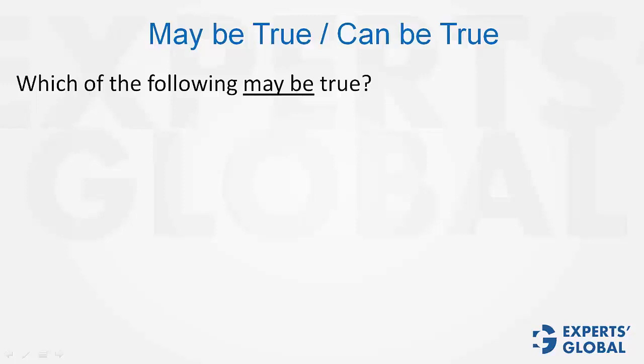The may be true or can be true questions. The standard question is on the lines of which of the following may be true, and you would be given certain choices. The correct approach for solving these questions is to get just one case where the given condition is met. When you get even one true, you can select that option. When you fail to get even one case, it means that you need to eliminate that answer choice.